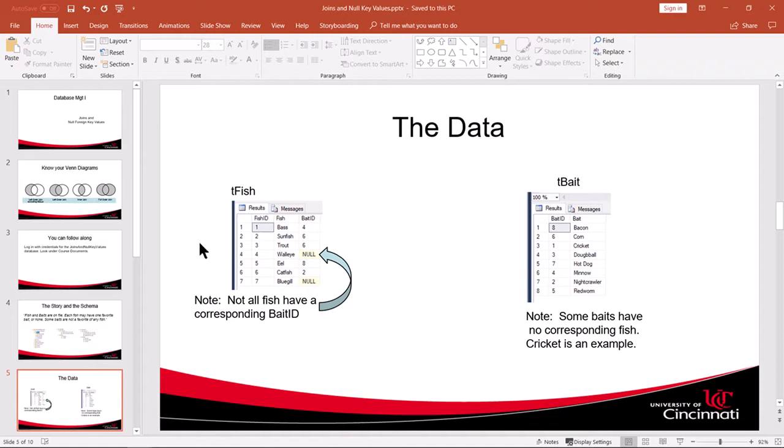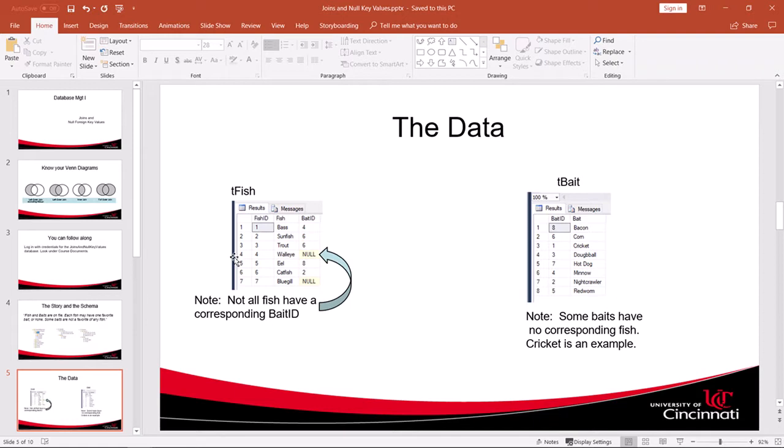This is a design decision that I made. I decided that there may be fish that do not have a bait. I get to decide that because I designed the schema. I am the domain expert. In the real world, this may not make any sense.